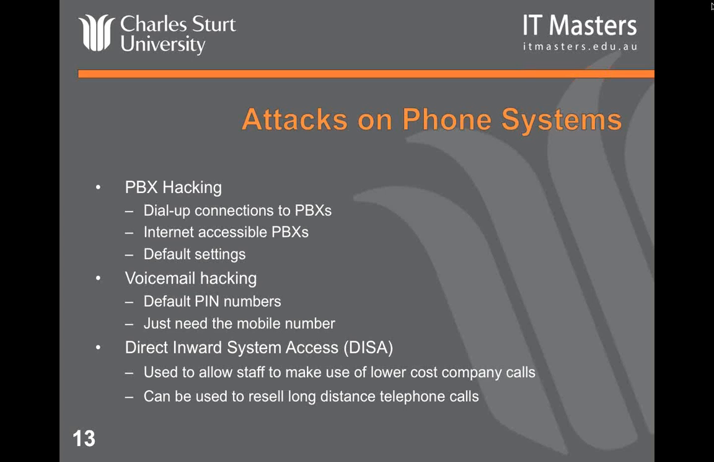Directly inward system access, or DISA. These were systems to allow staff to make lower cost company calls. So to use the company calling systems, it basically allowed you to piggyback, make a local call and then make a long distance call through the company system, providing an easier way to do it. If you've got access to the DISA, then you can resell those long-distance telephone calls and make use of it, much like hacking a PABX, but it's a service for a similar system.